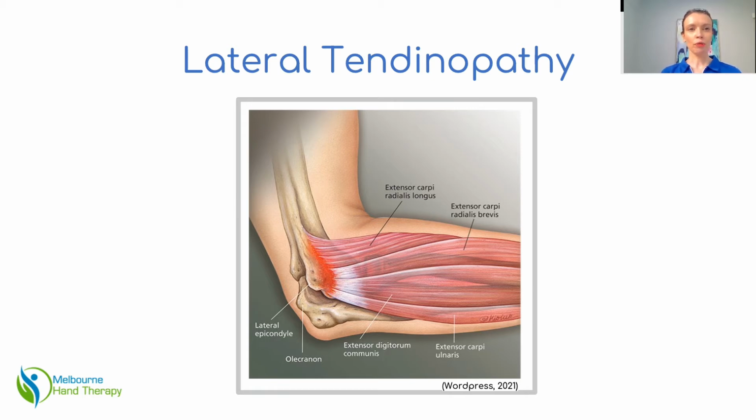The ECRB is commonly thought of as the most affected, likely due to its close proximity to both the annular ligament and the lateral collateral ligament, meaning there are increased shearing forces on the tendon on the forearm rotation movements.